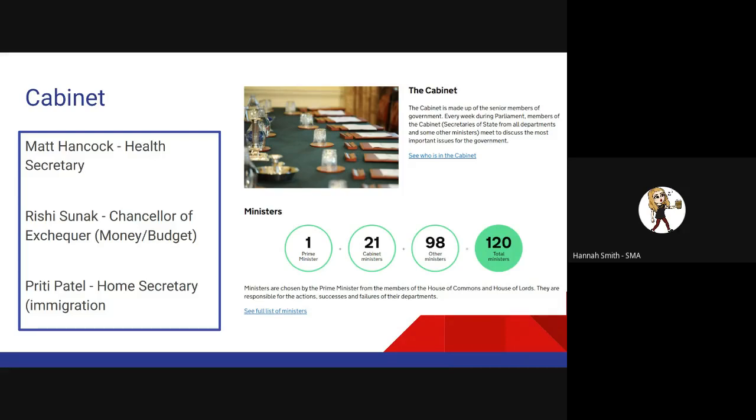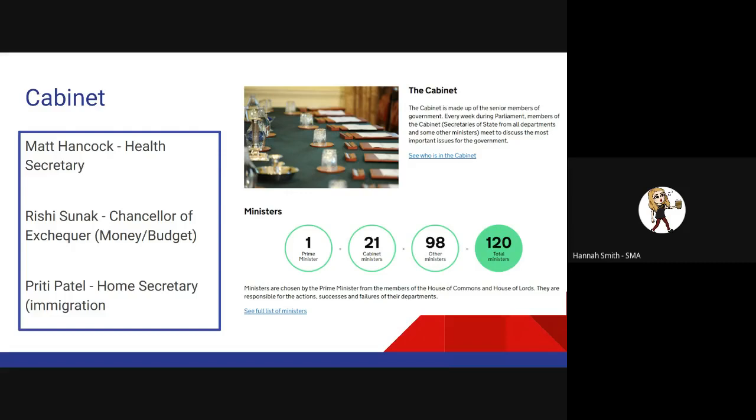Matt Hancock is the health secretary. It is his job to look after our NHS. What does it need? What do I need to get it? What does it not have? How do we split the budget for it? Rishi Sunak is the current Chancellor of the Exchequer. His job is slightly different, but it is a cabinet secretary job. It's just a different title. He's in control of the whole country's money and budget. Just going to leave that with you for a second to think about how powerful that person is.